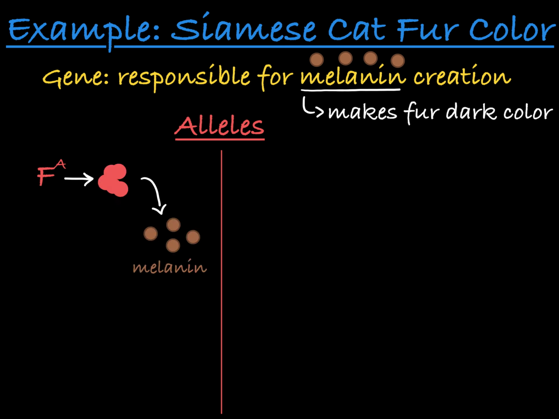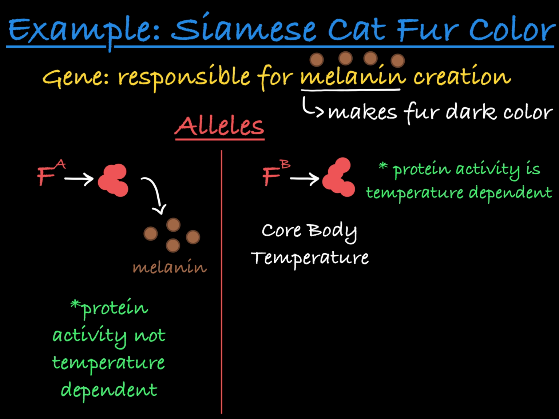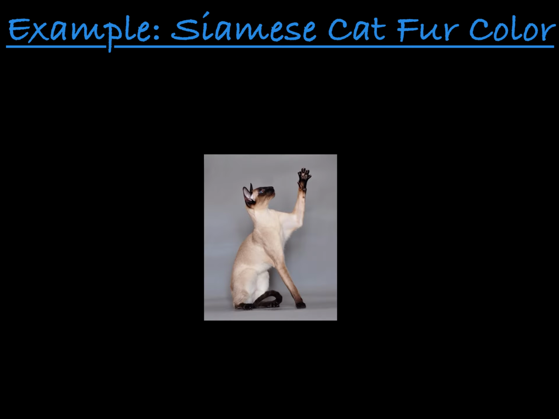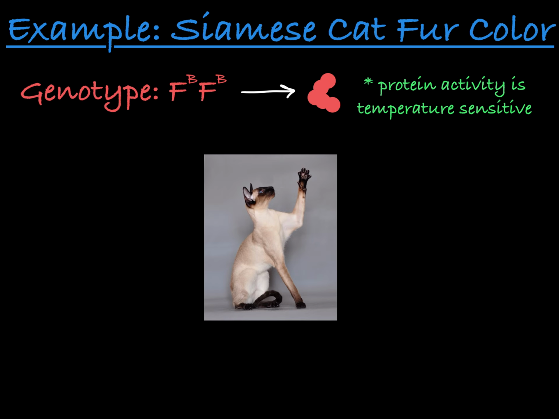The second, let's call it FB, encodes a version of that same enzyme, but it differs in that it is temperature sensitive. At normal core body temperature, the enzyme is non-functional, meaning it won't be able to help produce melanin. At temperatures lower than body temperature, the enzyme is functional. So the activity of this enzyme is environment dependent, temperature dependent. Siamese cats are homozygous with two copies of the FB allele. So their cells are only making this temperature-sensitive version of the melanin-producing enzyme.